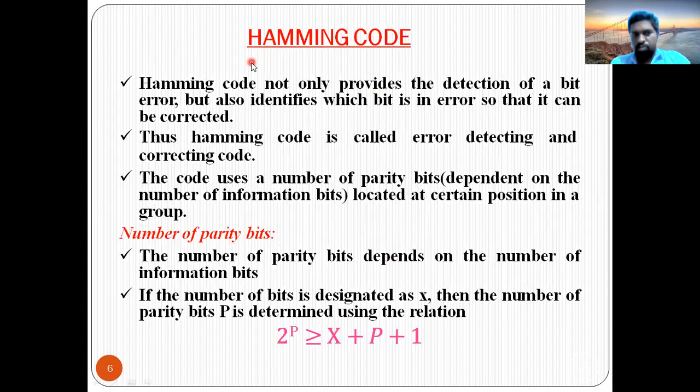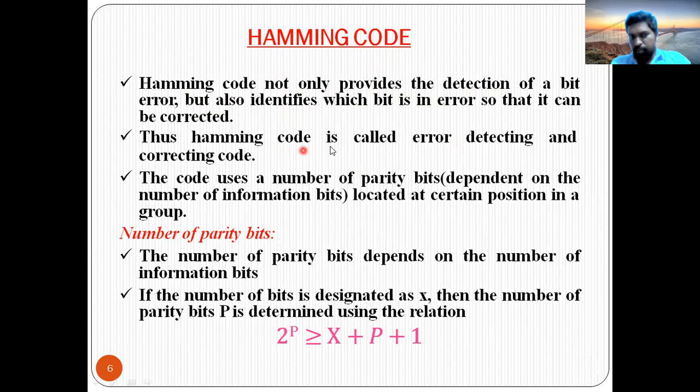Next, we are dealing with an important one, the Hamming code. This is the best example of an EDC code. EDC means error detecting and correcting codes. This Hamming code not only provides detection of a bit error, but also identifies which bit is in error so that it can be corrected. It is detection as well as correction. Therefore, it is called an error detection and correction code. The best example is the Hamming code.